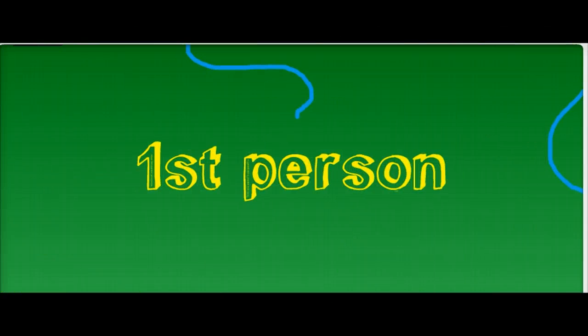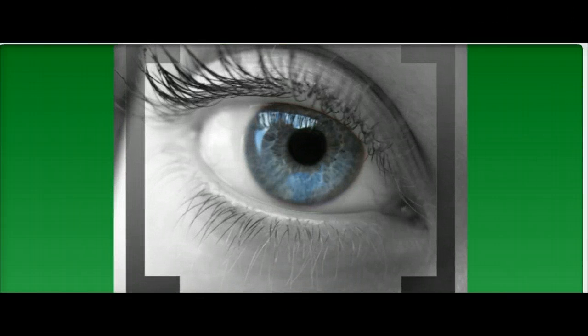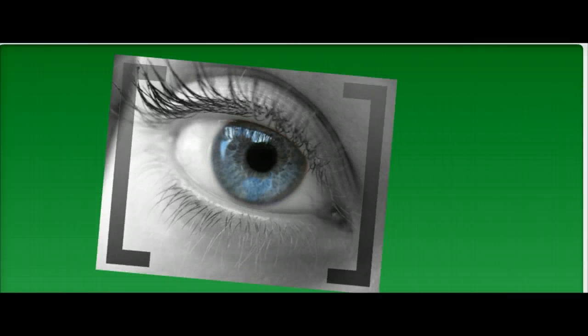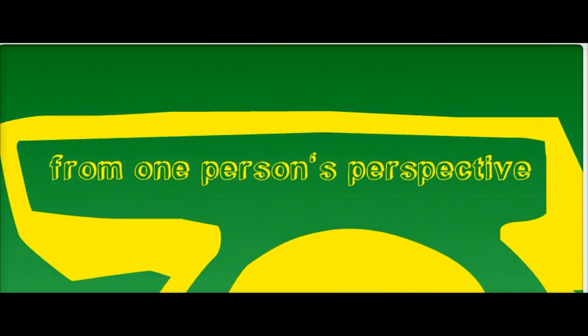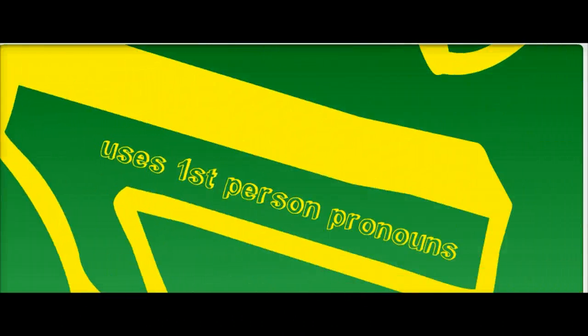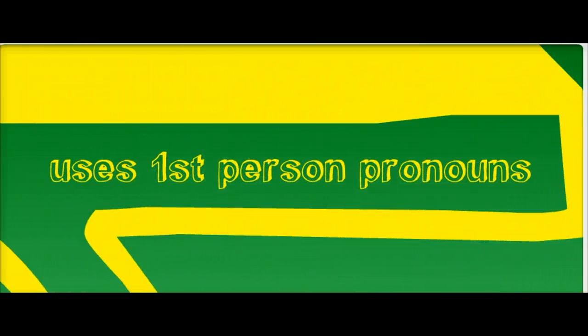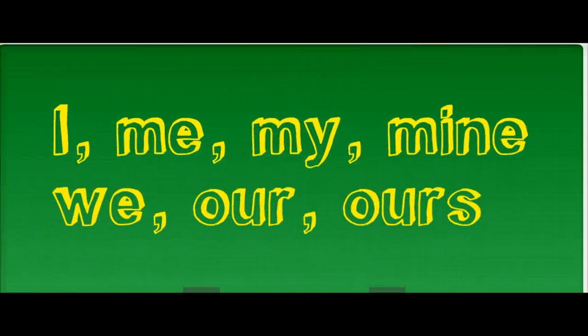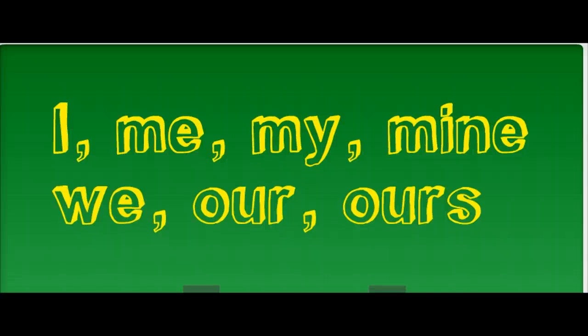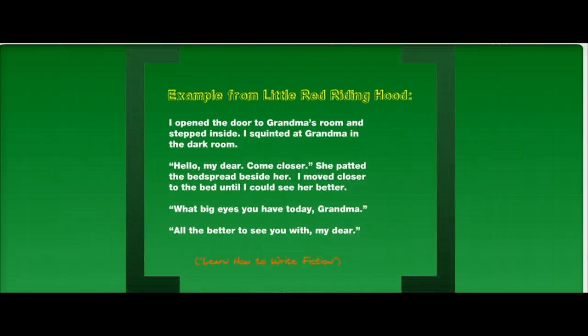The first is first person. First person point of view is from one character's perspective. Usually, it uses first person pronouns, such as I, me, my, mine, we, our, and ours. Next, I have an example of how first person is used in an excerpt from Little Red Riding Hood.